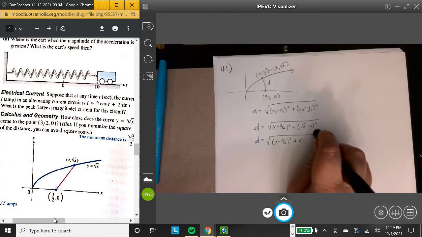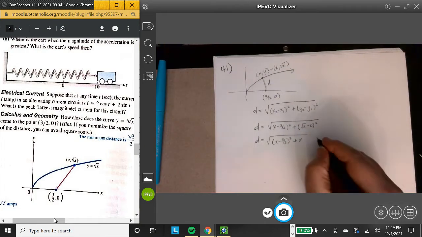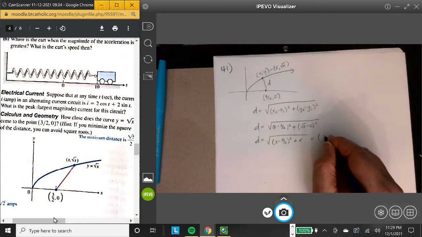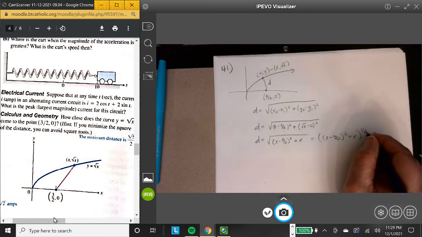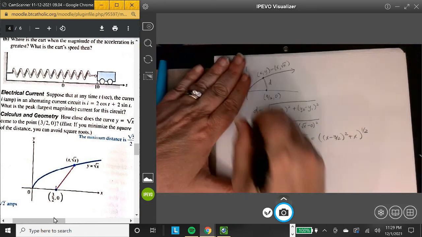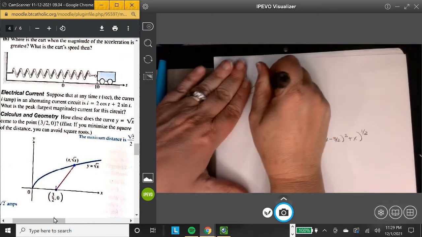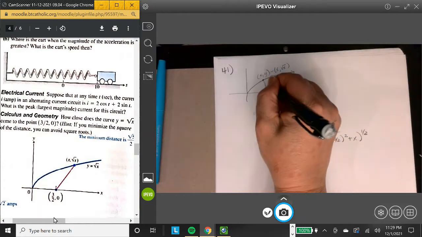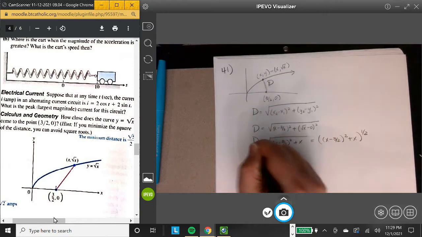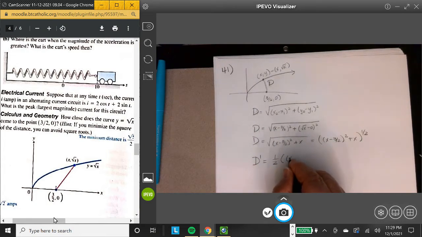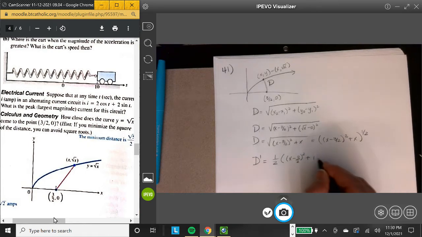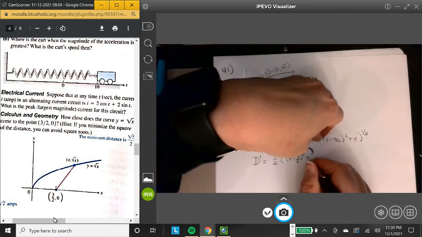So this is d equals the square root of x minus 3/2 quantity squared plus x, because square root of x squared is just x. All right, now I'm going to take the derivative of this by rewriting this as x minus 3/2 quantity squared plus x, raised to the 1/2. Actually, I'm going to make this big D for distance, so I can get my variables in better shape here. Okay, so we're going to do D prime, which is equal to power down 1/2 times the function, which is x minus 3/2 quantity squared plus x.